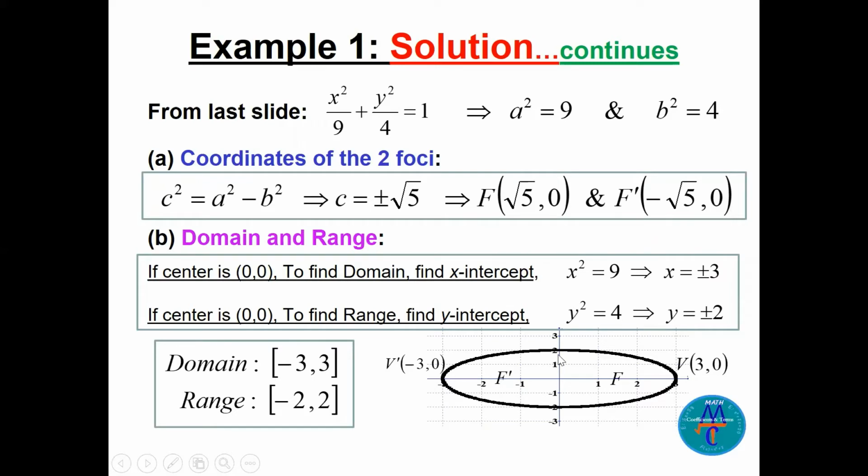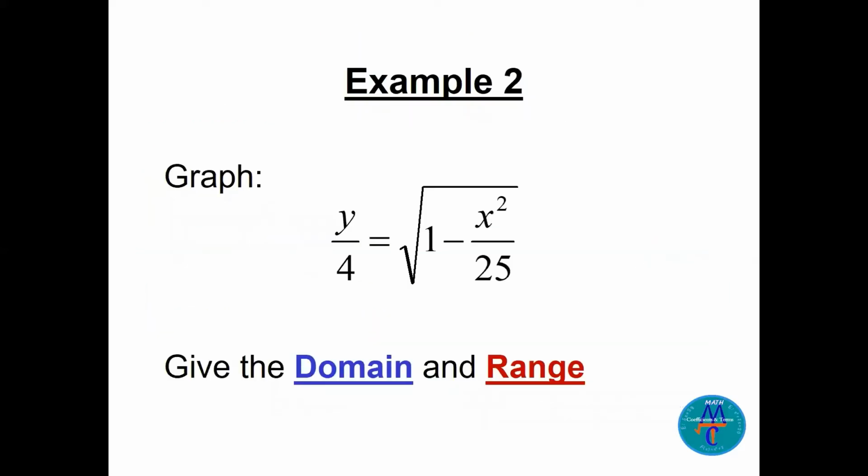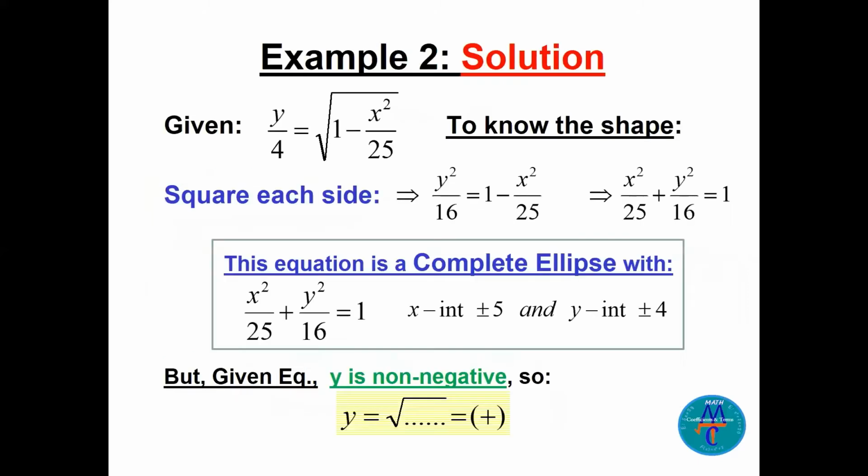That's easy. Let's see another one. Graph y over 4 is equal to square root of 1 minus x squared divided by 25. Give the domain and the range. Now this is a strange equation here. We have a square root. So we have to do something important. Let me show you this something important.